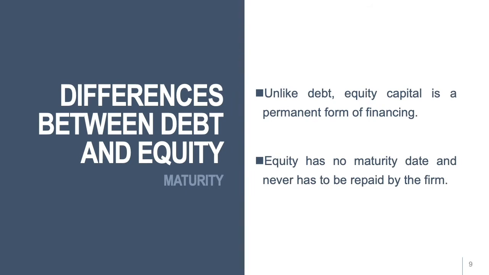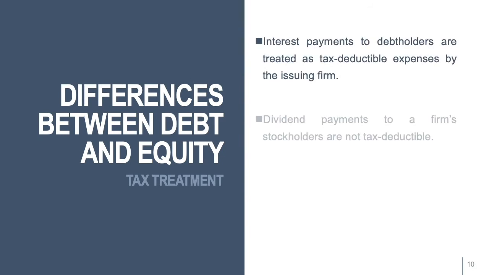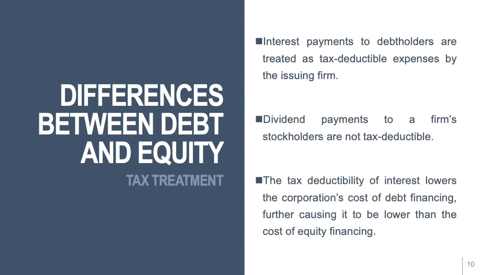The difference between debt and equity in terms of tax treatment: interest payments to debt holders are treated as tax-deductible expenses by the issuing firm, whereas dividend payments to a firm's stockholders are not tax-deductible. The tax deductibility of interest lowers the corporation's cost of debt financing, further causing it to be lower than the cost of equity financing.